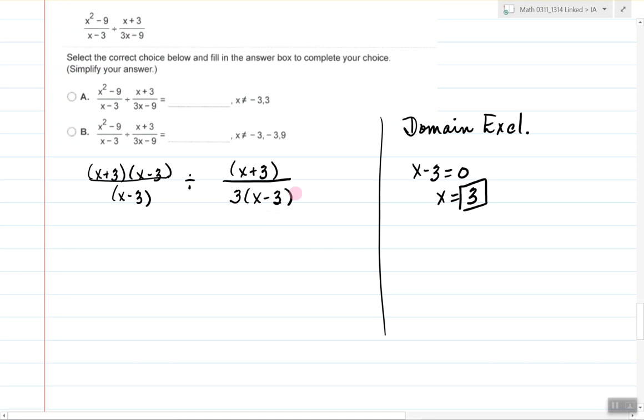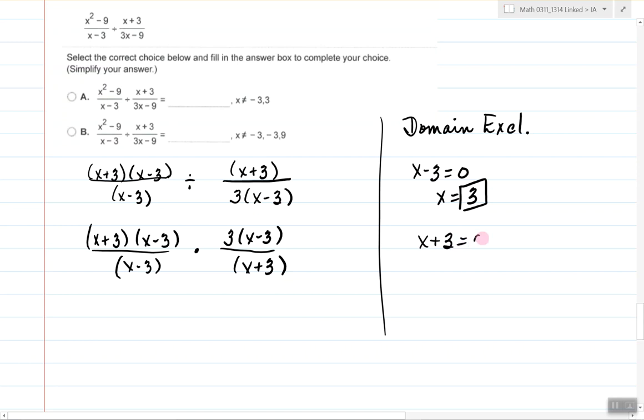So it's time for keep, change, flip. Keep the first fraction exactly as it is. Change to multiplication. Now 3 times x minus 3 is the numerator. X plus 3 is the denominator. I have a new denominator to consider for domain exclusions. So if x plus 3 is 0, x equals negative 3 is another domain exclusion.